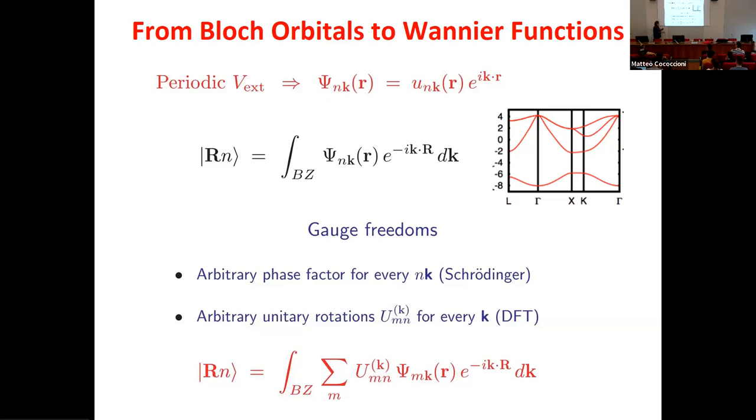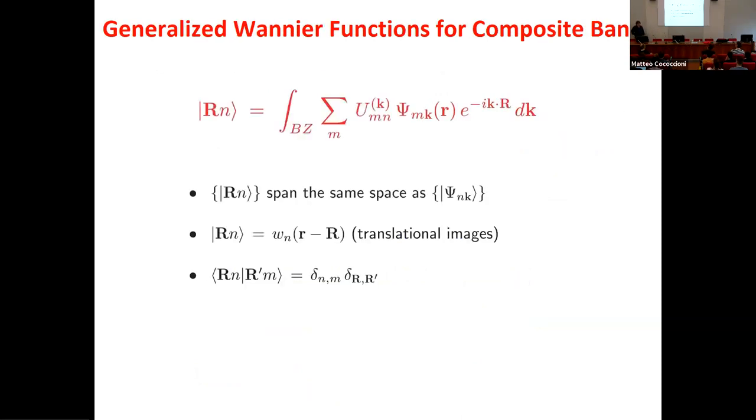So this is the catch: we can't take the results from any code and perform this transformation and obtain something meaningful unless we figure out how to choose wisely these arbitrary unitary rotations that are not defined by our quantum mechanics. Now, no matter what these U are, the Wannier transformation satisfies three very important properties. That is because it's a double unitary transformation: a discrete one at every k point, and a continuous one as this integral over the k point.